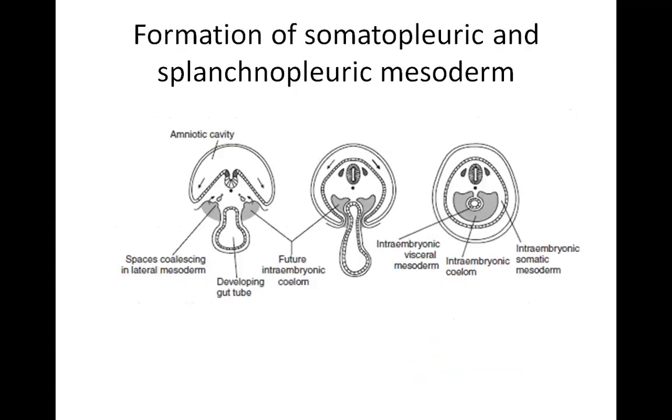So over here you can see this one is the lateral folding. This one is a central part. This one is the embryo. This one is the amniotic cavity. This one is the yolk sac.